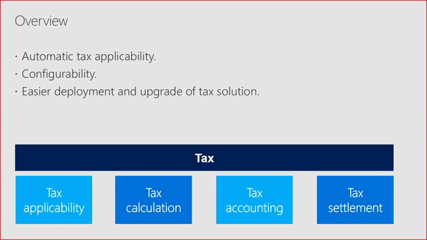And it's fully configurable. Take applicability as an example. In India, if it's an intrastate transaction, then CGST plus SGST will be applicable. And for an interstate transaction, IGST will be applicable. There's a lot of flexibility there. If you think the applicability rule is not suitable for your business, you can easily configure the applicability rule by changing the configuration without any code change. That is the configurability I'm talking about.